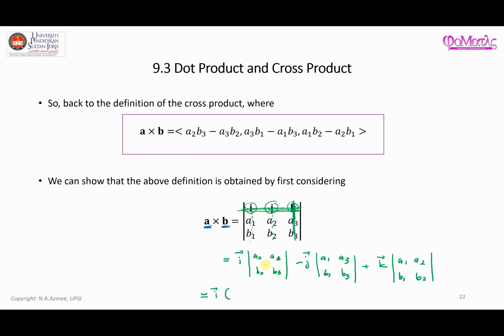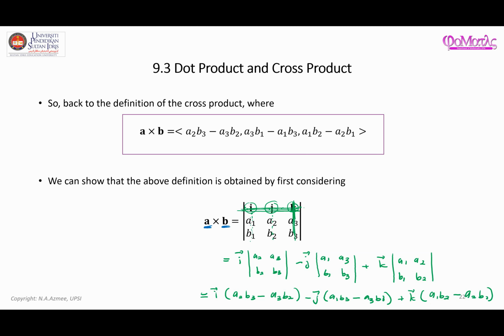Okay, so next what we can do is we can simplify the look of it by continuing to cross multiply this guy, so you will have A2 B3 minus A3 B2. And then minus vector J, A1 B3 minus A3 B1, plus vector K, A1 B2 minus A2 B1.